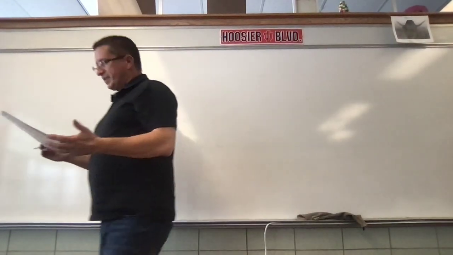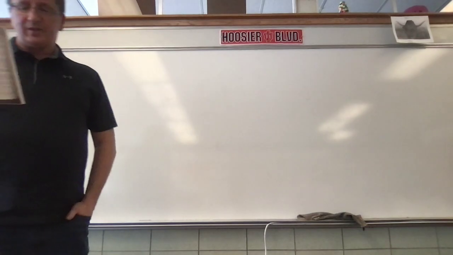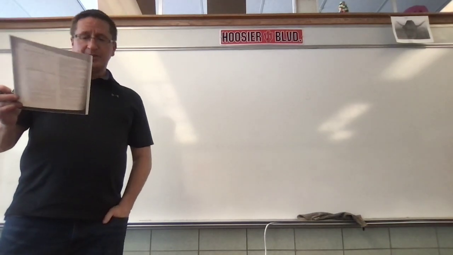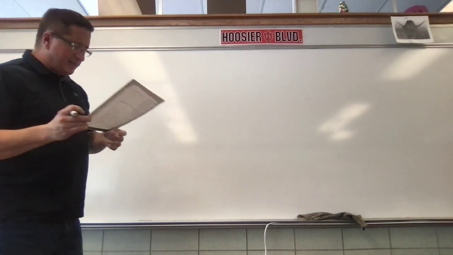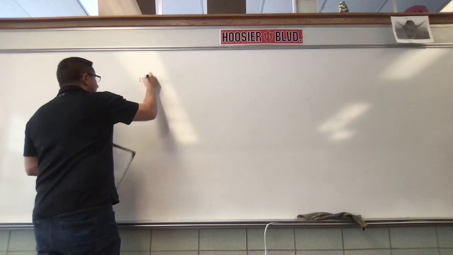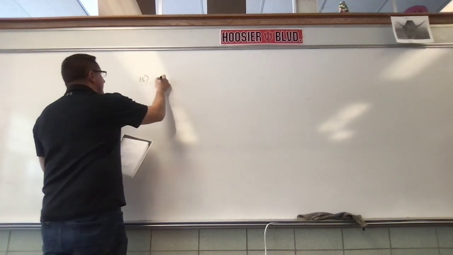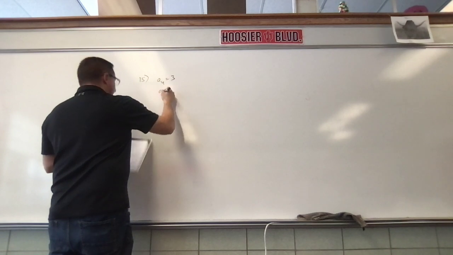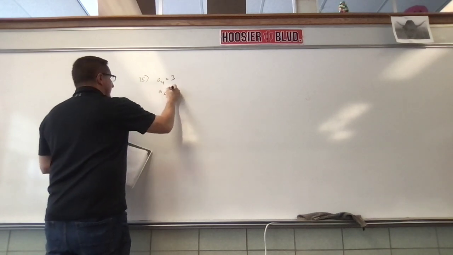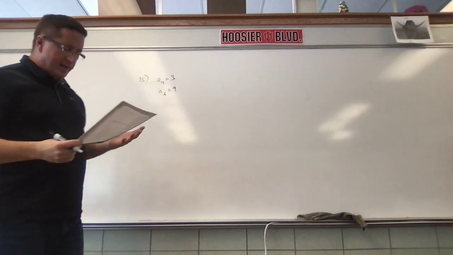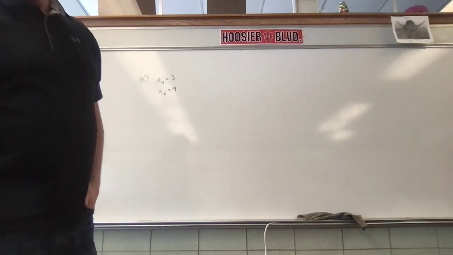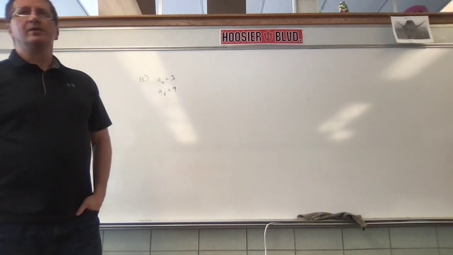Okay, they tell you this is a geometric sequence. They tell you that, okay? Otherwise, you wouldn't be able to do this. And on number 15, they tell you a sub 4 is 3, and they also tell you a sub 6 equals 9. Okay, they need to find the common ratio. So how are we going to do this?